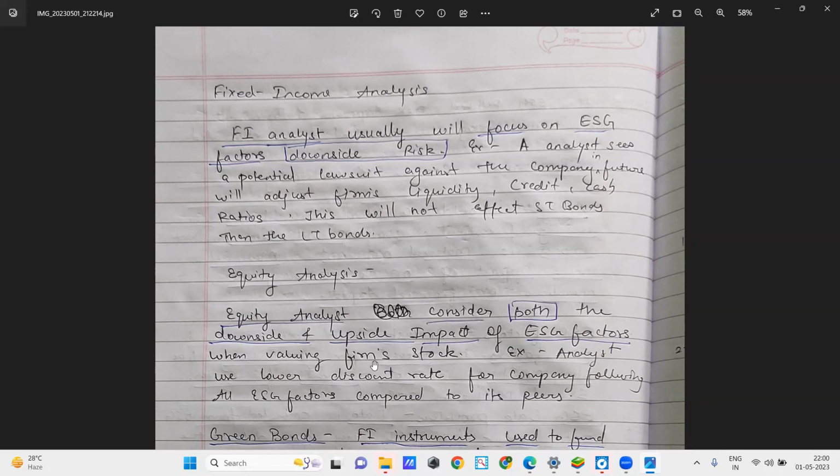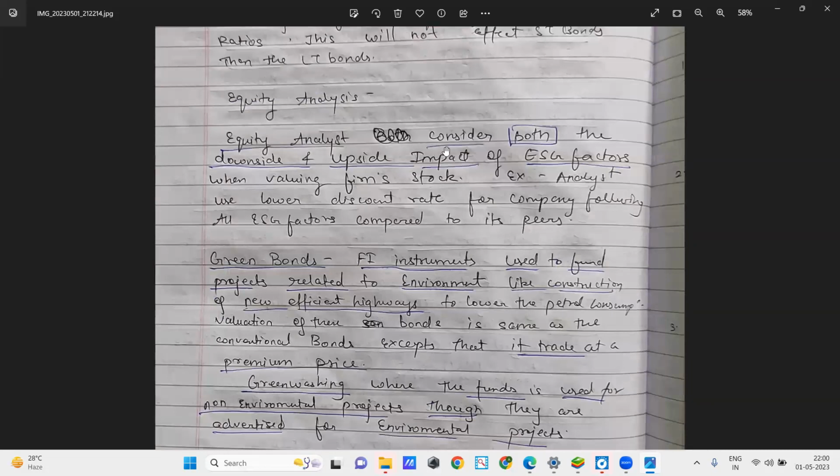Second one is the equity analysis. Equity analysts consider both the downside and upside impact of ESG factors. When evaluating firms, an analyst will use a lower discount rate for companies following the ESG factors compared to their peers. As we know, if we use a lower discount rate, the present value will be much bigger. If a company is following all the rules and regulations and all the ESG factors, there is no potential risk in the future, so the analyst will overvalue the stock because it follows all the ESG factors.